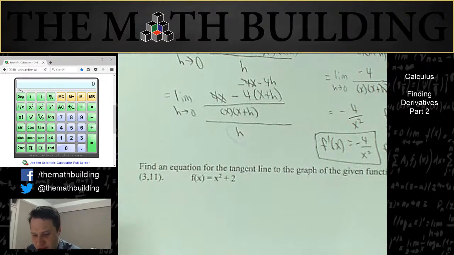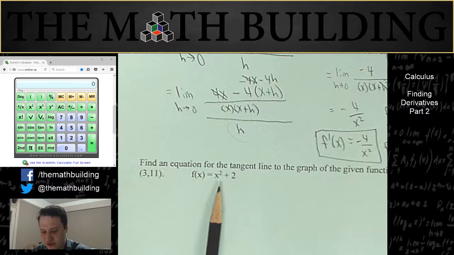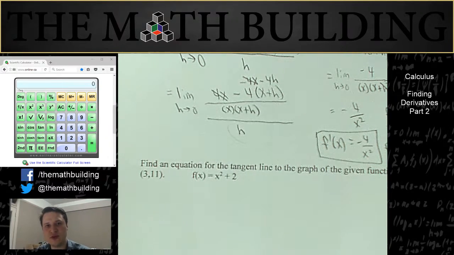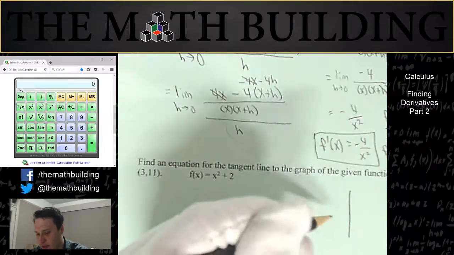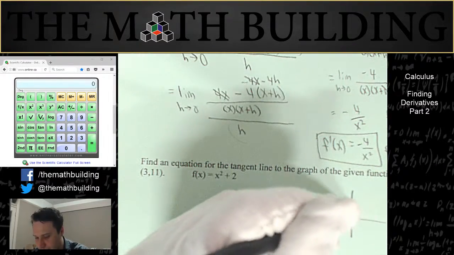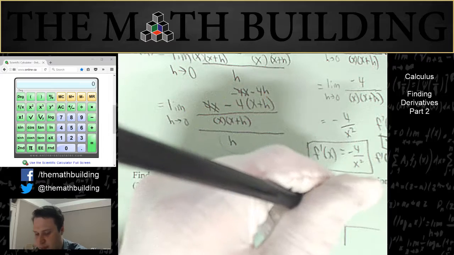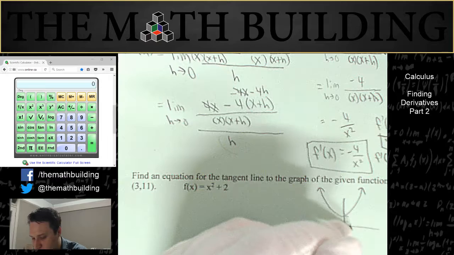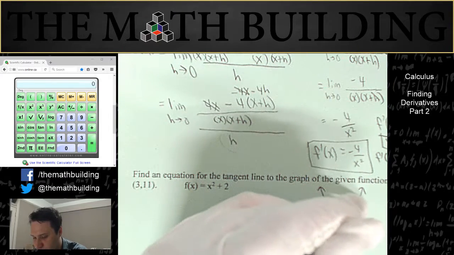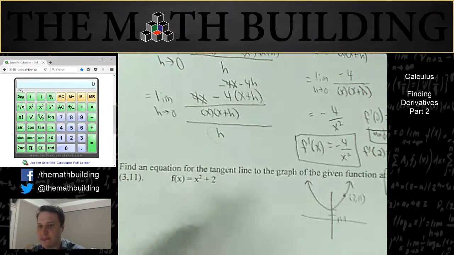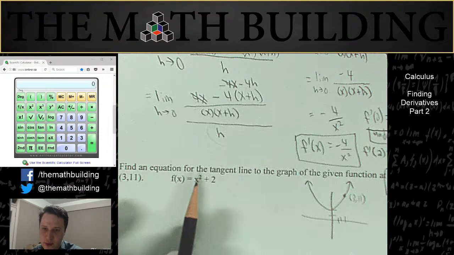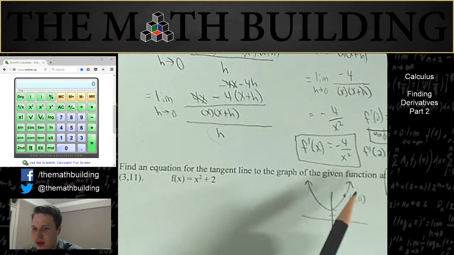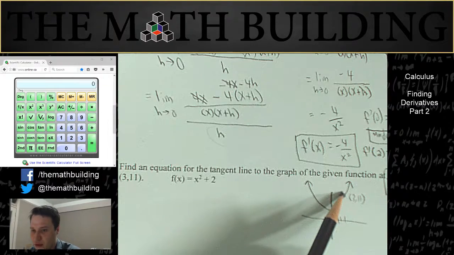Find an equation for the tangent line to the graph of this function here. So this problem is a little bit trickier than the ones we've done so far. If I just graph this really quick, because it's just a parabola that's been bumped up 2 places, it looks like this. And one of the points on the parabola is right here, and that point is (3, 11), right? You can plug in 3, and you get 3 squared is 9, plus 2 is 11. So (3, 11) is a point on our function.